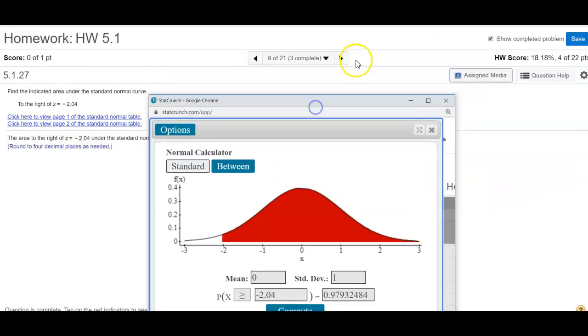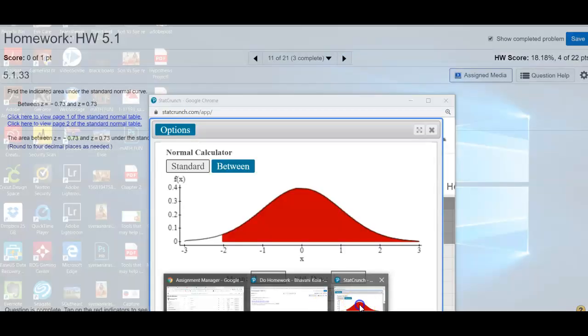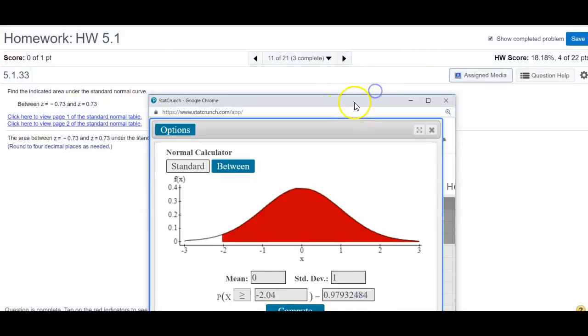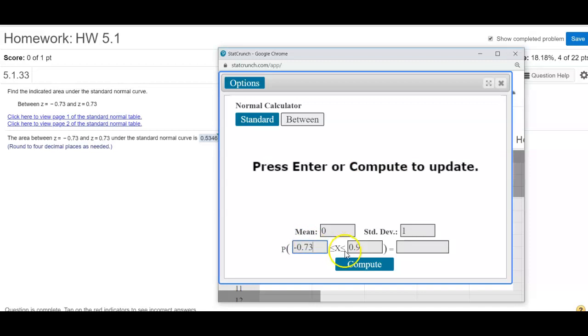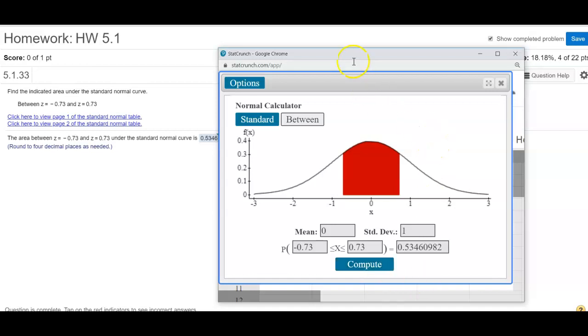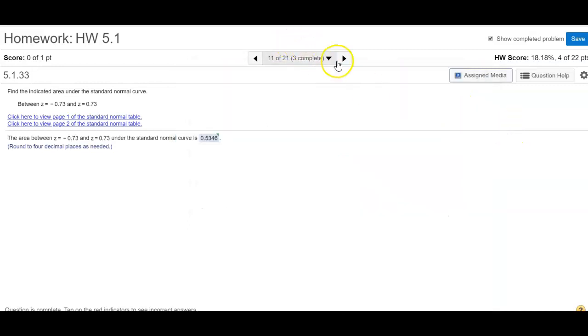All right, so let me look at the other problem that I want to do. Let's do problem 11. This is area in between. When they say between, where do you go? You click on the Between tab, right? And you simply plug in your z-scores. My z-score is negative 0.73 and the other one is positive 0.73. And then I compute. And there you go. Voila, your answers match. Please make sure you check the right decimal places so you're giving them the right options and right numbers.